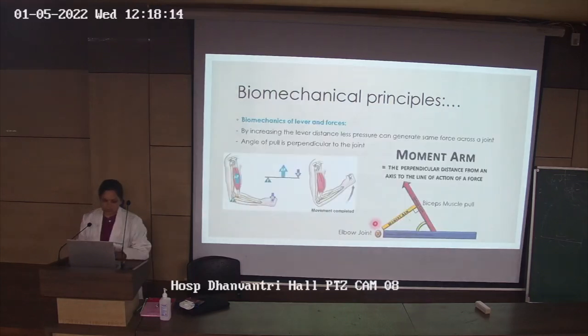Then the biomechanics of the lever and forces. By increasing the lever distance, less pressure can be generated for the same force across the joint, or the angle of pull is perpendicular to the joint. Here, if we see the example of the elbow joint, the angle of pull is the movement arm, which is perpendicular to the muscle force applied by the biceps muscle.